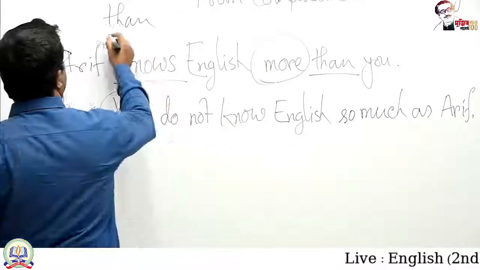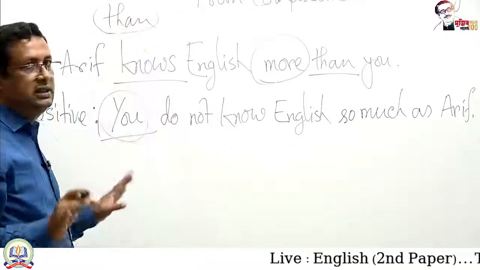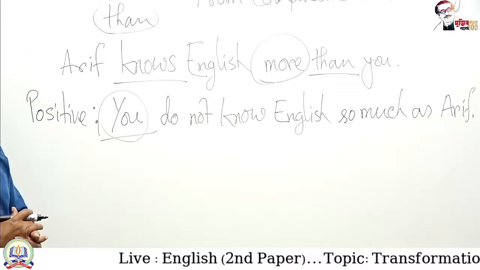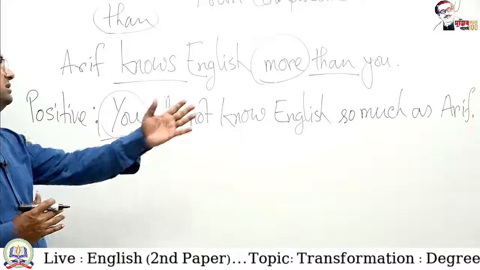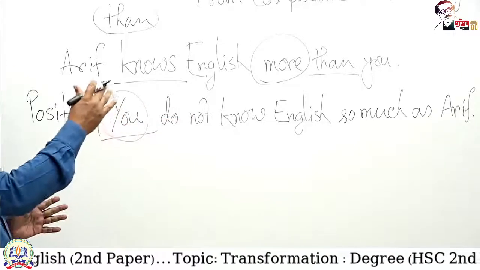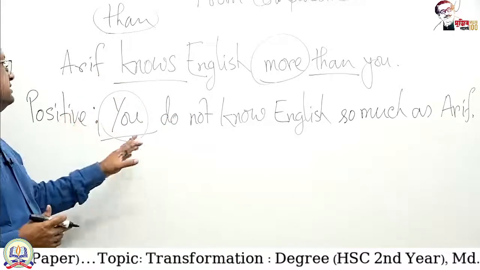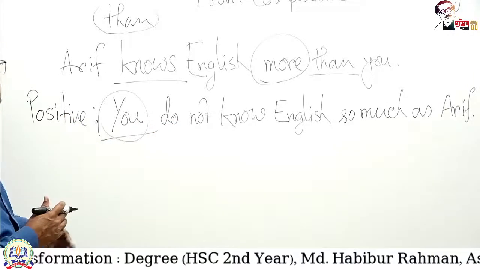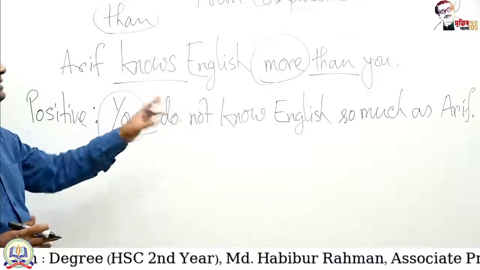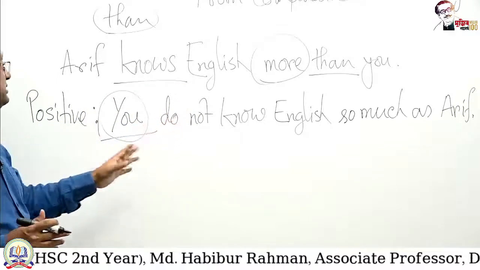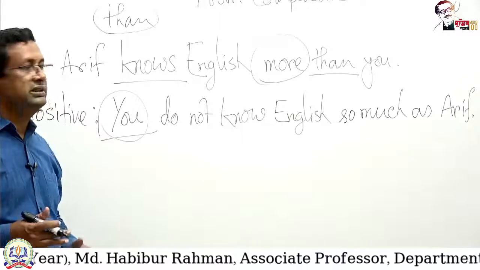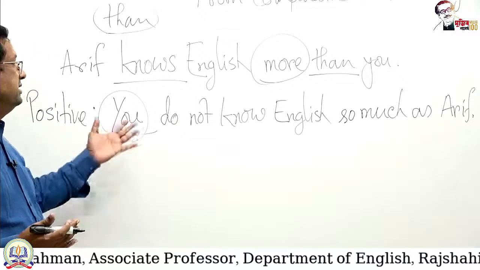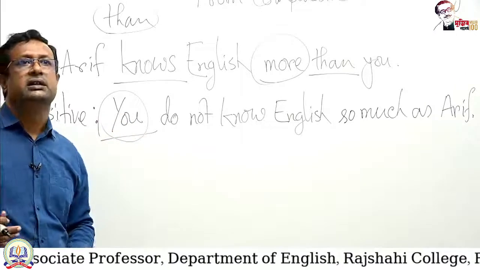So when you find only than without any other or all other or most other, we will just replace the second subject with the first subject. You do not know English so much as Arif. You see Arif there. As Arif knows. Actually, the sentence is, you do not know English so much as Arif knows. And you find the difference here.